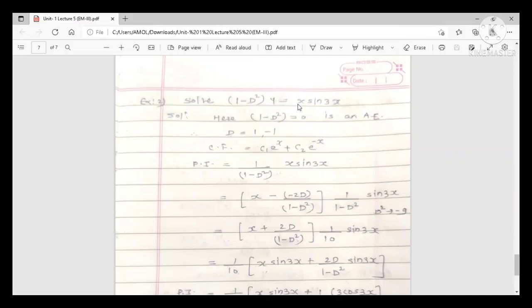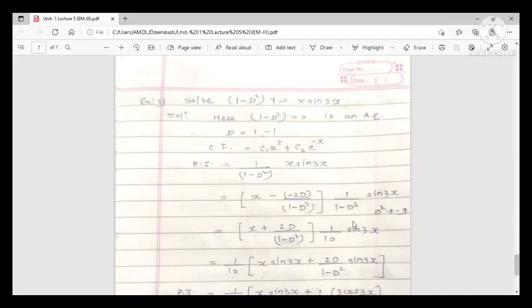It is again the reduced form of LD. Phi of D into y is equal to f of x. So the auxiliary equation is 1 minus D square is equal to 0. So 1 is equal to D square, which means the factors for D are plus 1 and minus 1. These are the two factors. They are both real numbers and distinct, and distinct means different numbers. So the complementary function is c1 e raised to x plus c2 e raised to minus x.